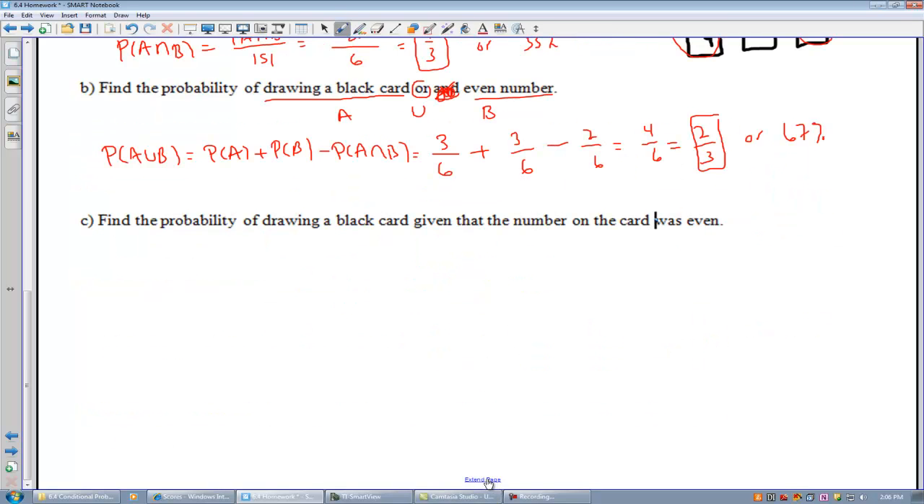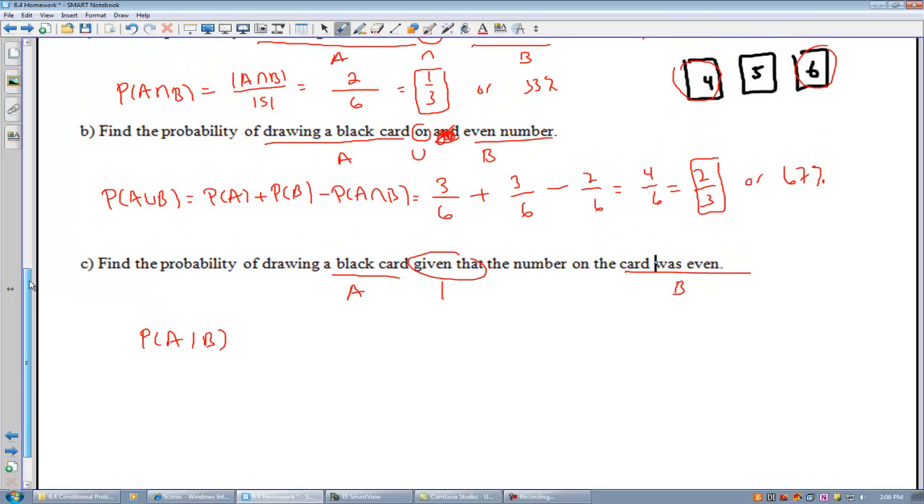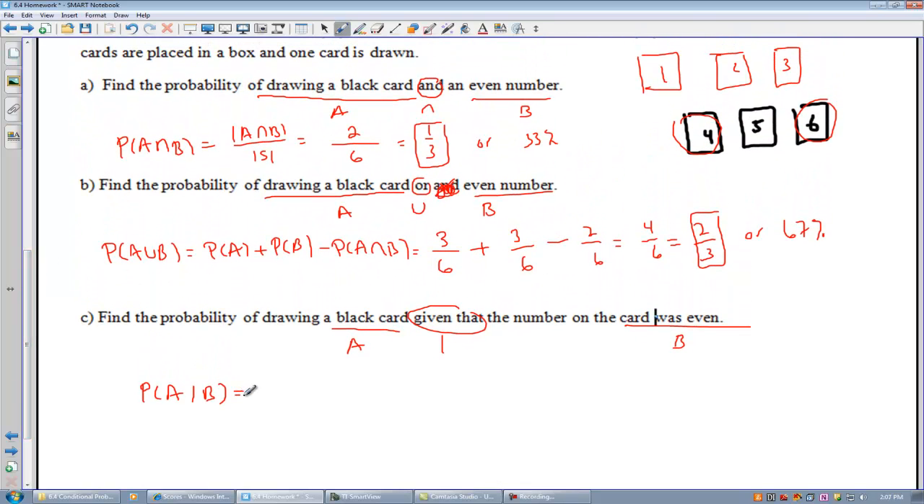And then the final problem involves our conditional probability. So find the probability of drawing a black card, that's A, given that, that's the line, the number on the card was even. So find the probability of A given B. So to do this one, again, we write down the formula: probability of A intersect B divided by the probability of B. And we come up here, and we've already found the probability of A intersect B was 1/3, so you write down 1/3, divided by the probability of B occurring.